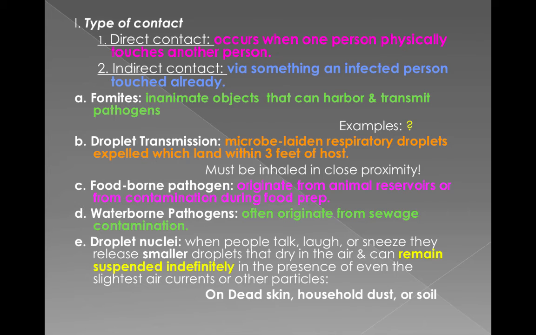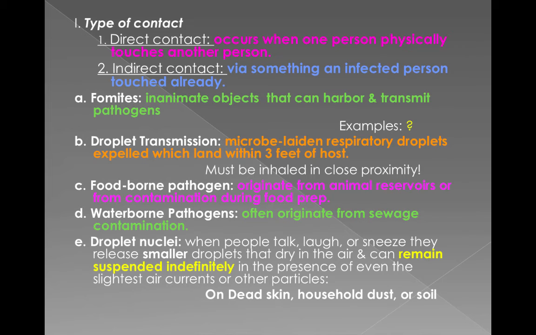So foodborne is obviously going to originate from an animal reservoir or from contamination during food preparation. For example, maybe I ate too much raw egg and I got salmonella. Maybe I cut up some chicken and then on the same cutting board decided to cut lettuce for a salad. That would be an example of contamination during food prep. Waterborne pathogens often originate from sewage contamination. That means the drinking water ends up getting contaminated with sewage or it's not treated properly.